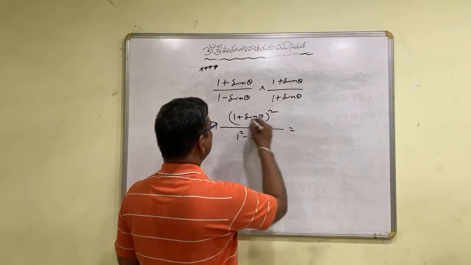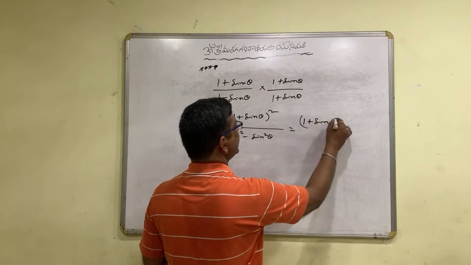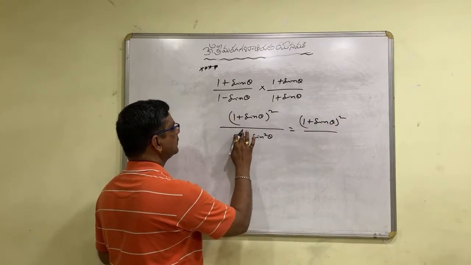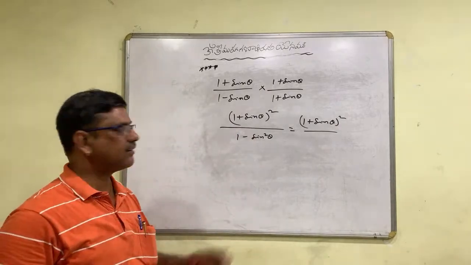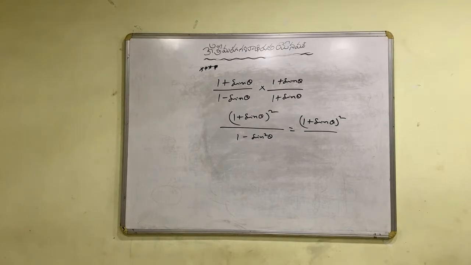Now children, this is as it is, numerator as it is, and denominator 1 square is 1. Now can anyone say what is 1 minus sin square theta? Any guesses? What is 1 minus sin square theta?